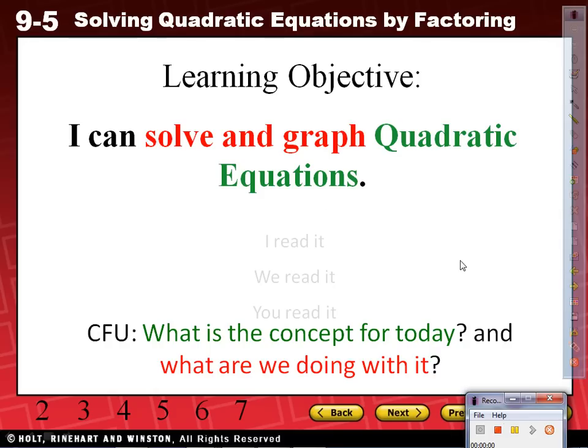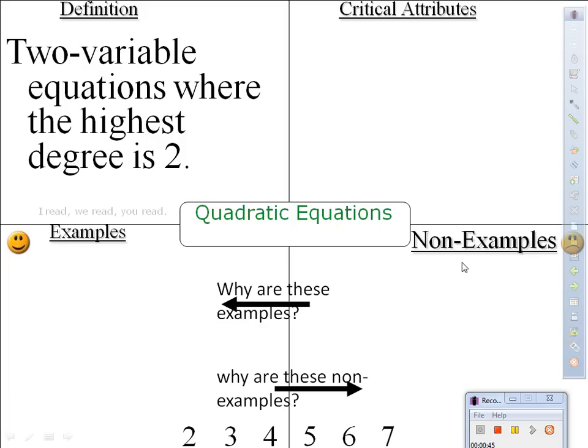Okay? So with that said, quadratic equations, what are they? Definition: two variable equations where the highest degree is 2. Example.